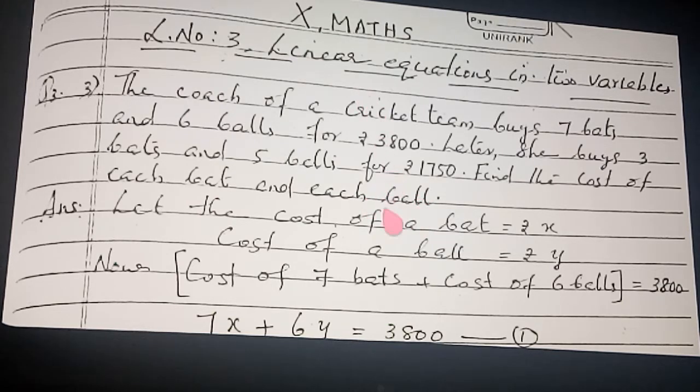So, after reading the question, you try to find out the variables in the question. Which are the variables of the question? Cost of one bat and cost of one ball are the variables. Therefore, we will give the names. Let the cost of a bat be rupees x and the cost of a ball be rupees y. Clear? So we have already supposed the variables.